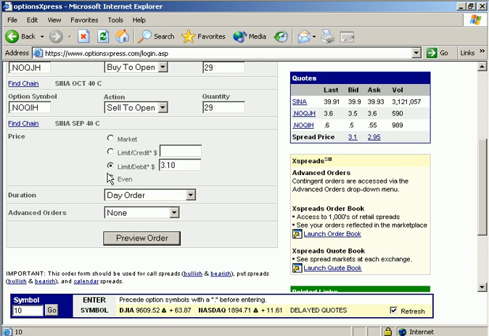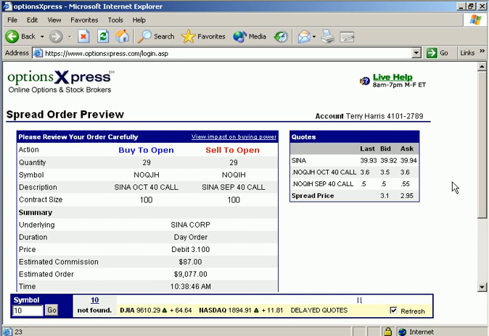And always remember, on a calendar spread, always do a limit debit, because a calendar spread is a debit spread. So never do a limit credit on a calendar spread. Always do a limit debit on a calendar spread. So let's go ahead and hit the execution button.